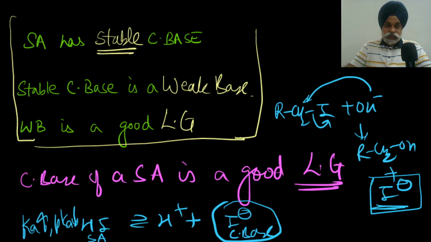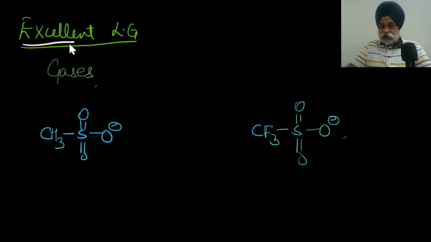So here is the list which many of the students have asked for, which I have made, of what type of entities are called excellent leaving groups. Those anionic species are good leaving groups which are the conjugate base of a strong acid.